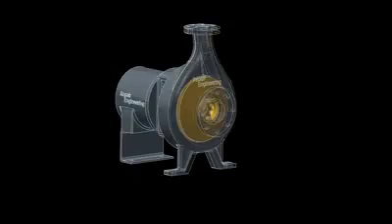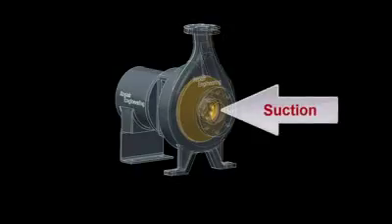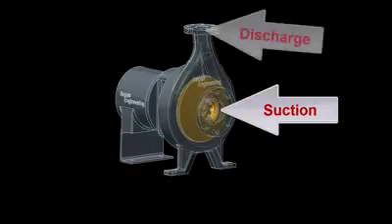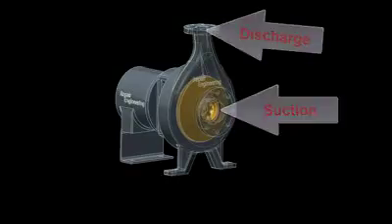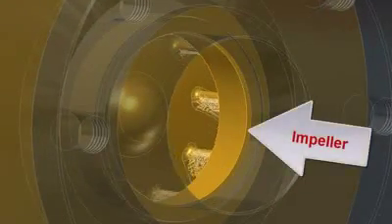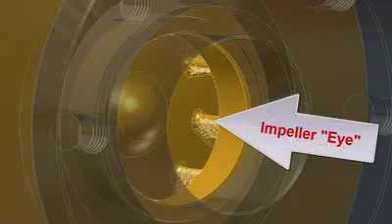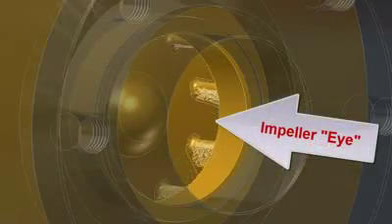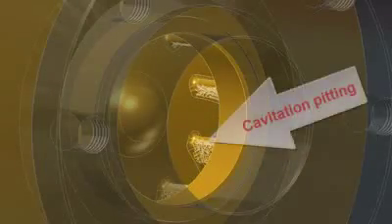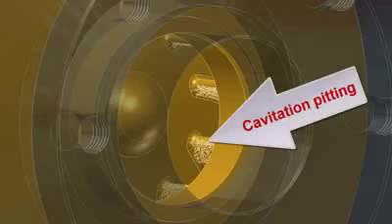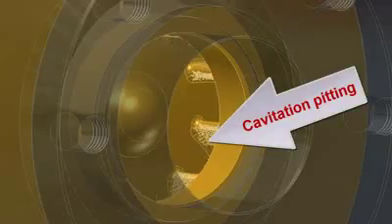This is an example of an end suction centrifugal pump. To identify some of the parts of the machine, this is the inlet or the suction end of the pump, and this is the outlet or the discharge. And if we zoom in closely, we can see the rotating impeller. This area is known as the eye of the impeller. And if I pause the impeller for a moment, we can see some evidence of cavitation damage modeled into the impeller, as shown here.